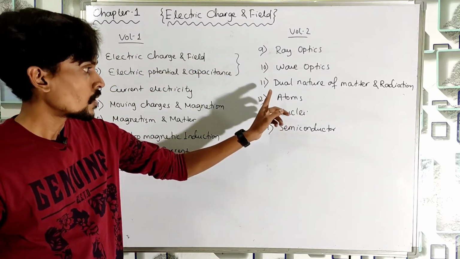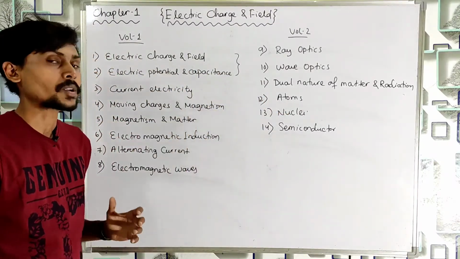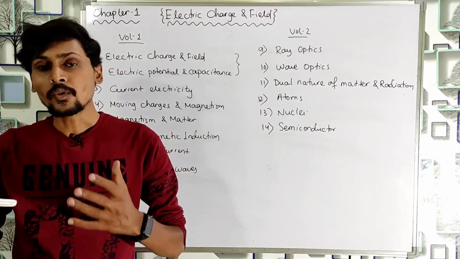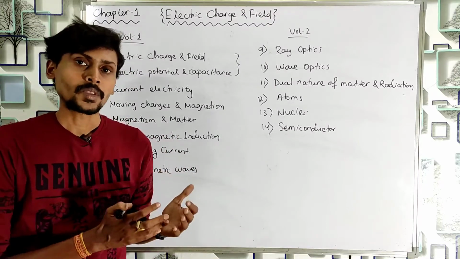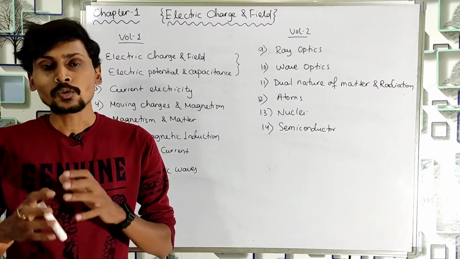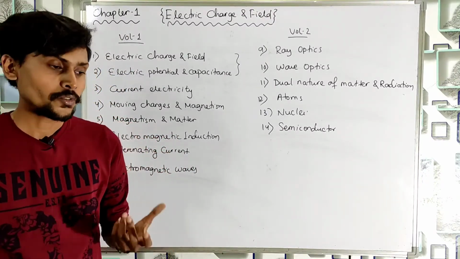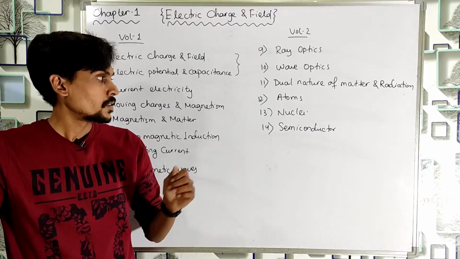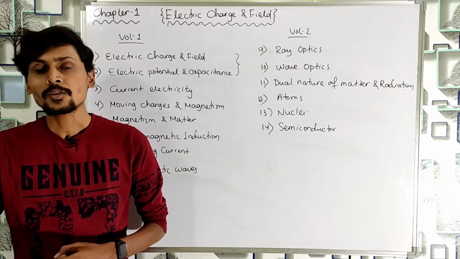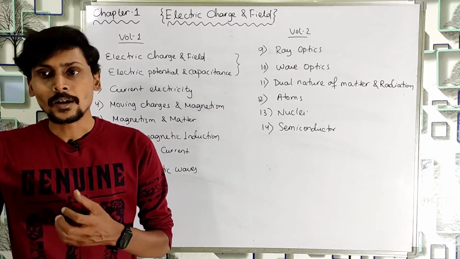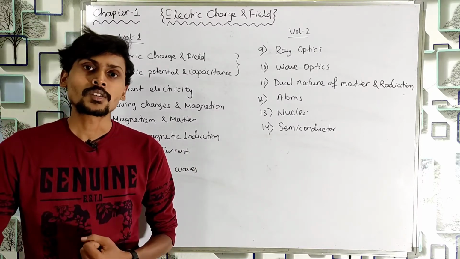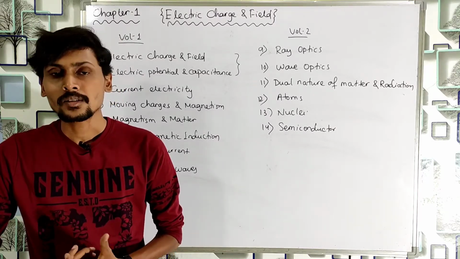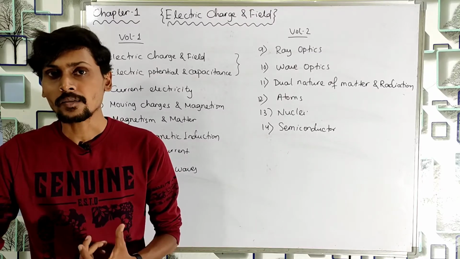Now come to chapter number 12, atoms. So in this chapter we will talk about the atomic structure, the atomic model given by Rutherford, given by Bohr, and all those derivations about the radius of the orbit of electron, the energy of electron, all those things. Then in chapter 13 we will discuss about nuclei, means the constituents of nucleus, the nuclear force, the binding energy, the packing fraction, the mass defect, radioactivity, all those things.